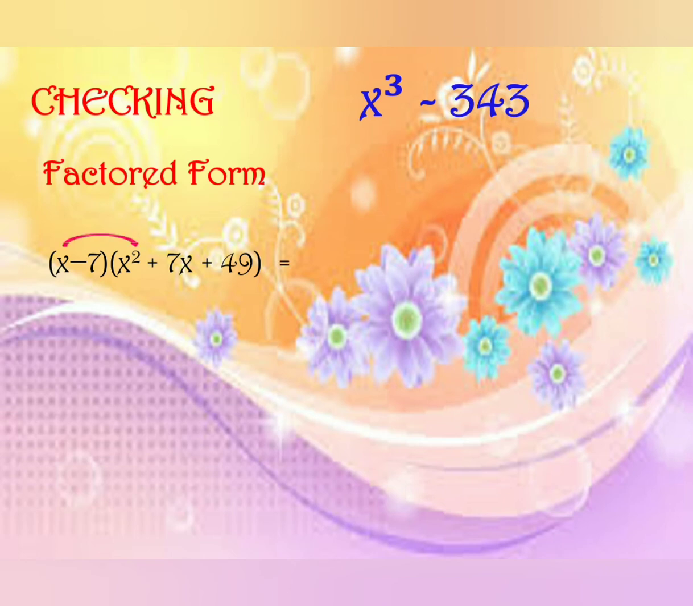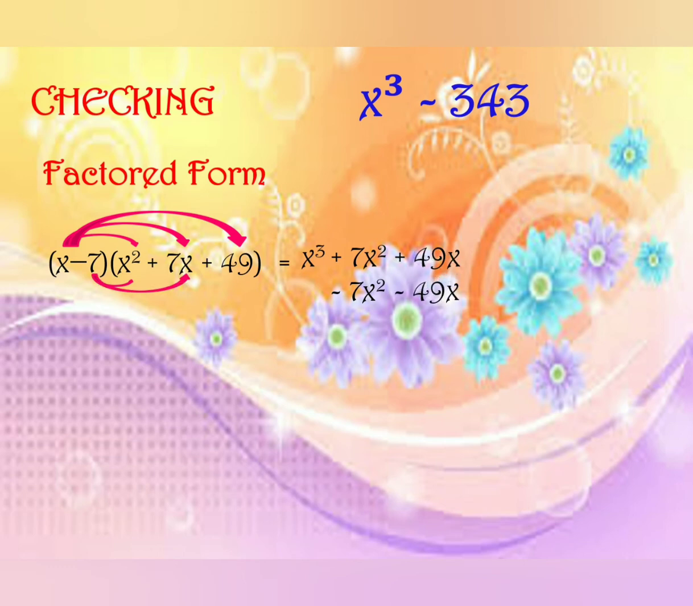So let's multiply. x times x squared is equal to x cubed. x times 7x is equal to 7x squared. x times 49 is equal to 49x. Negative 7 times x squared equals negative 7x squared. Negative 7 times 7x equals negative 49x. And negative 7 times 49 is equal to negative 343.